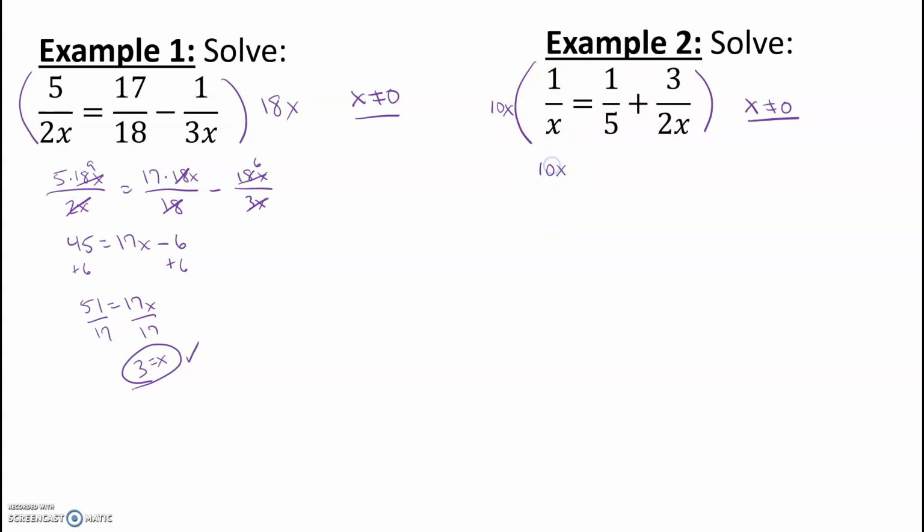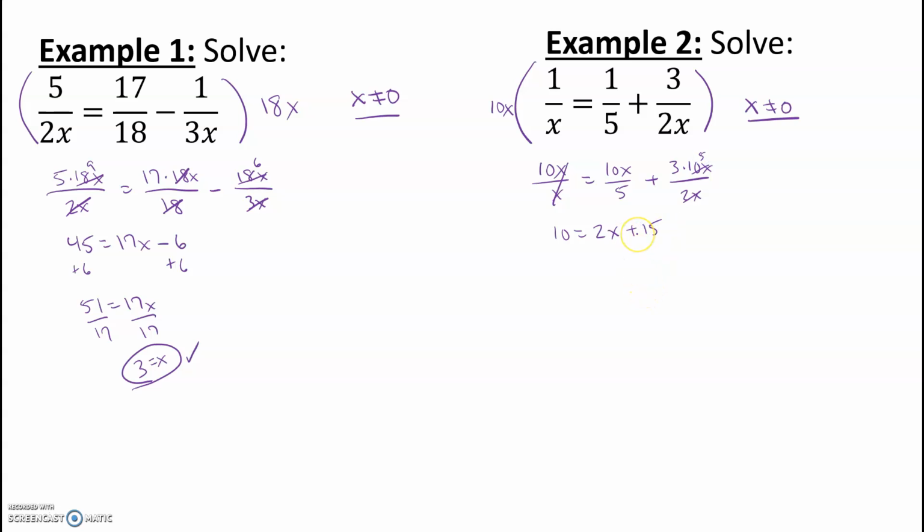So we're going to multiply everything. We've got 10x over x. We've got 10x over 5. And again, I'm going to leave this as 3 times 10x over 2x, because stuff's going to cancel. So here we've got 10. Here we've got 2x, right? That divides. Divide by 2x, divide by 2x, you get 5, so plus 15.